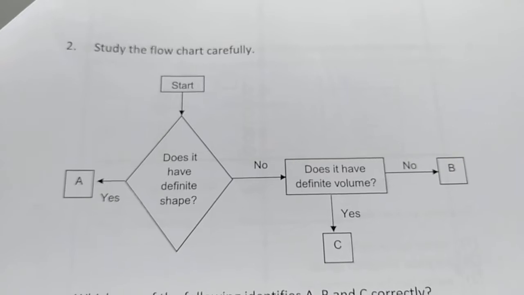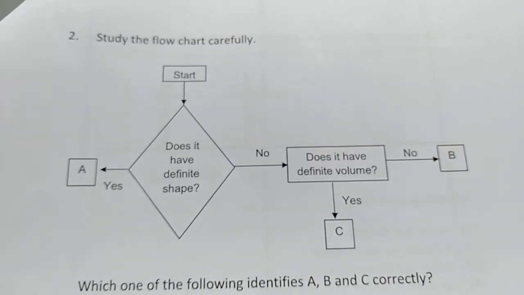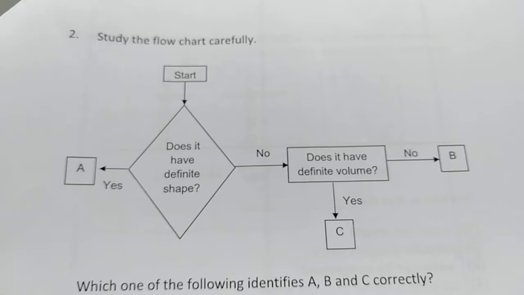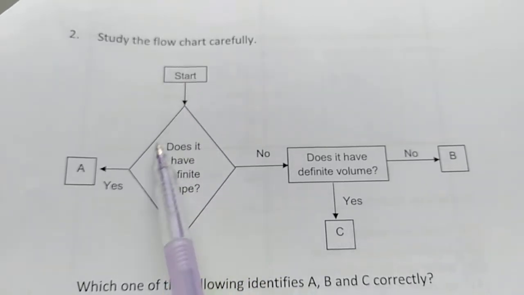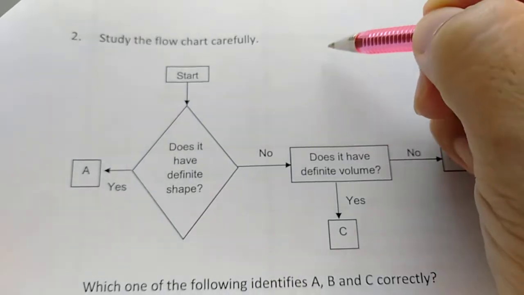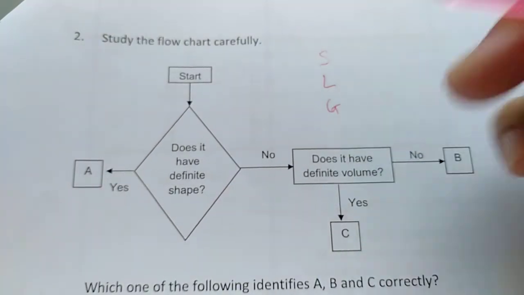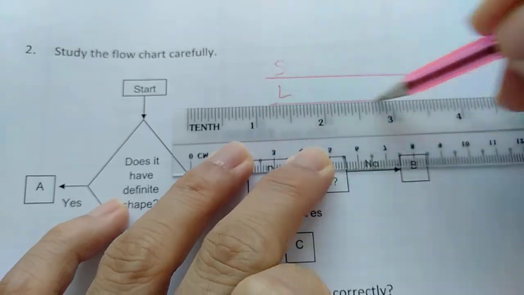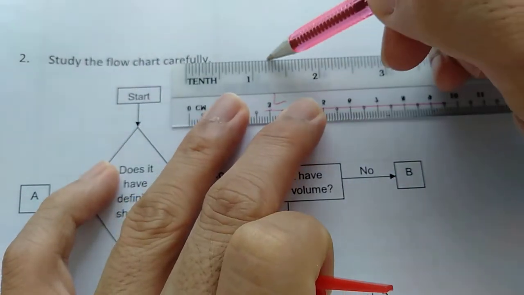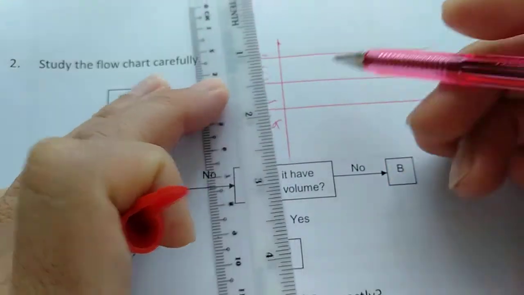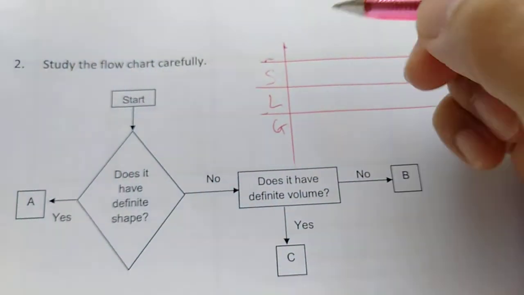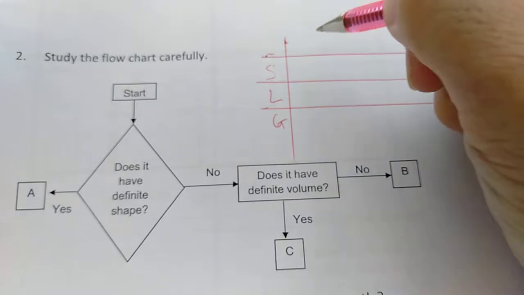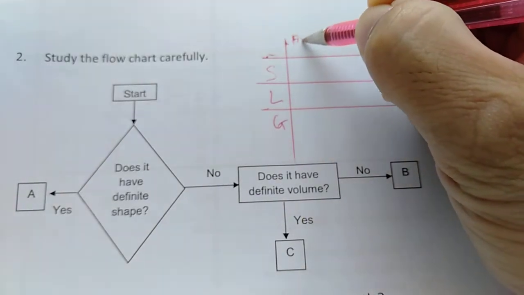Study the flow chart carefully. Now, a flow diagram requires you to follow the direction of the arrow, okay? Now, we look at the start, where it starts from. It goes down here. Does it have a definite shape? So let's do a quick recall of your understanding of your solid, liquid, and gases. Now, there are different characteristics of solid, liquid, and gases that you must be aware of. Your teachers would have been revising with you very often. So, for example, solid, you can describe them by, for example, their volume. Does it have a fixed volume?